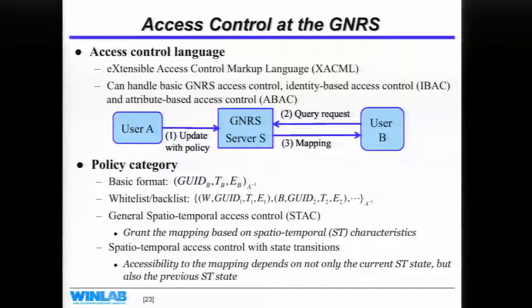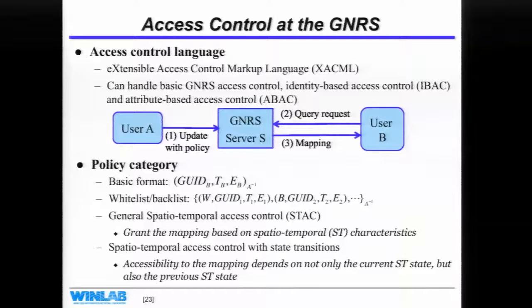That lists the policy definition and categories. We investigated several different types of policy. The most basic one is this one, a specific GeoID with policy start time and end time. This policy is protected by A's signature. Also, we looked into whitelist and blacklist. Here, W stands for whitelist, B is blacklist, and the list of the policies is also protected by mapping owner A's signature.